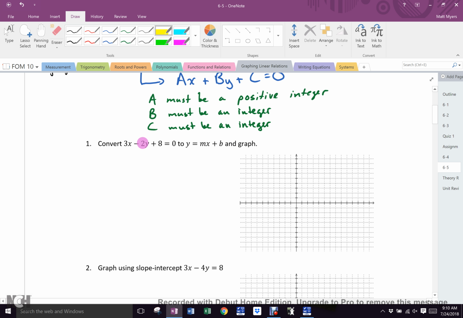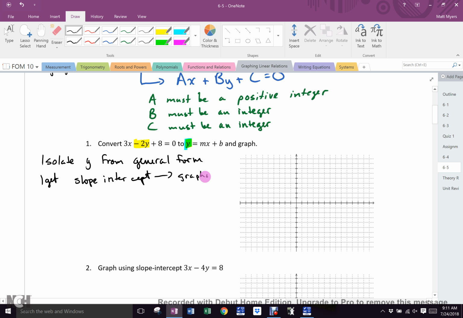So I call your attention to that and that. In the green one, y is isolated. So if I isolate y from general form, I get slope-intercept form. And then it's graphable. Just by looking at it, right? No tables of values, no x and y intercepts. We can just look at it.